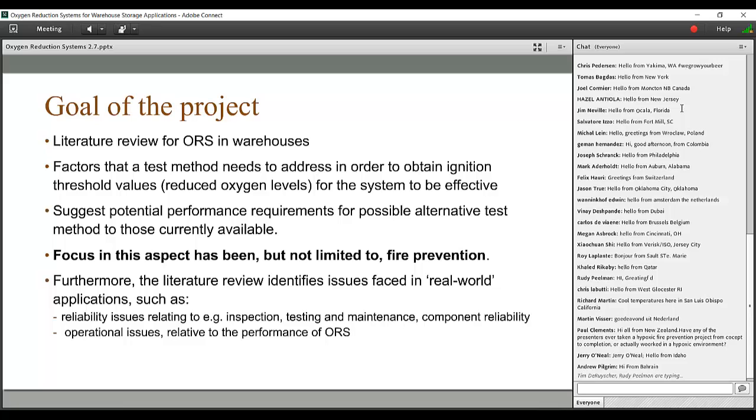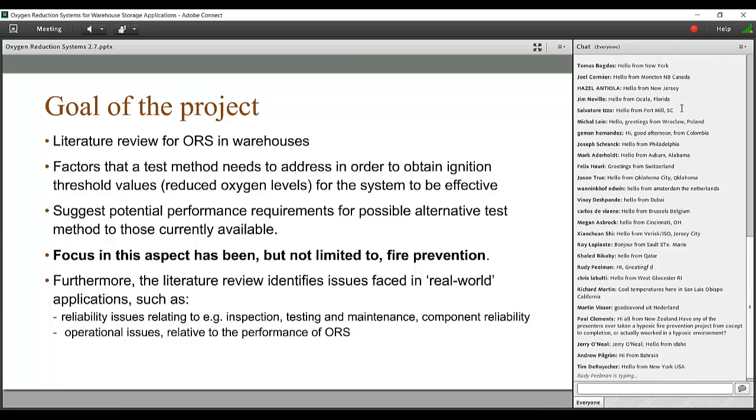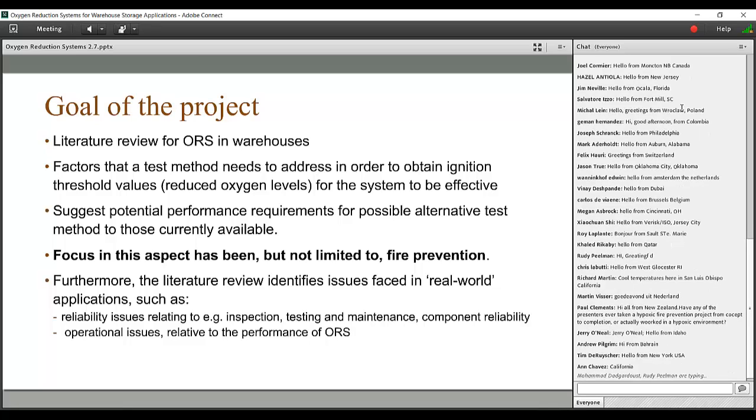So at last, the literature review also identifies issues which are connected to, let's say, real-world applications. And we talk here about things like reliability issues, which are related to, for instance, inspection, testing and maintenance, component reliability, operational issues, and relative to all this is the performance of the ORS system. So that's mainly the goal of the project.